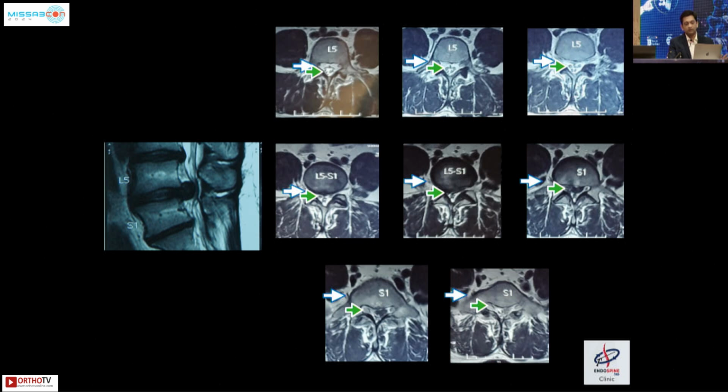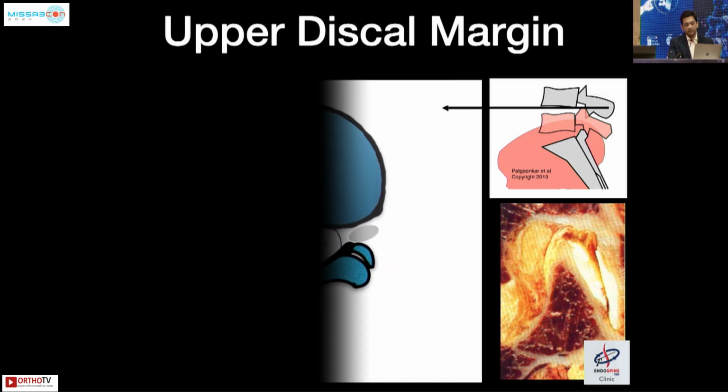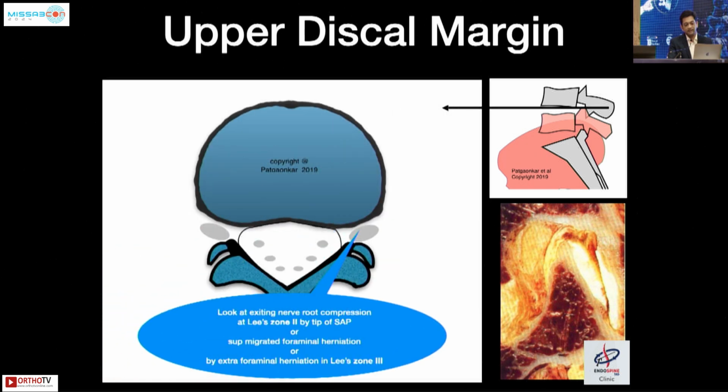We should see adequate MRI cuts like the upper discal margin cut, lower discal margin cut, discal level cuts, pedicle level cuts, and body level cuts. When we see the upper discal margin in the MRI, we normally look at the exiting nerve root, whether the compression is because of the tip of the SAP, a superior migrated foraminal herniation, or an extraforaminal herniation in Lee's zone 3 area.